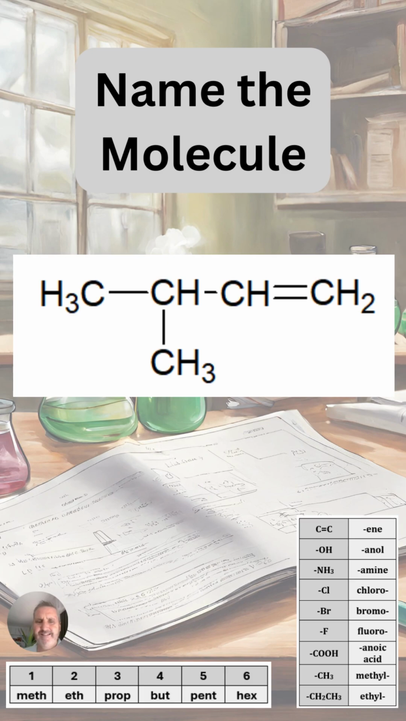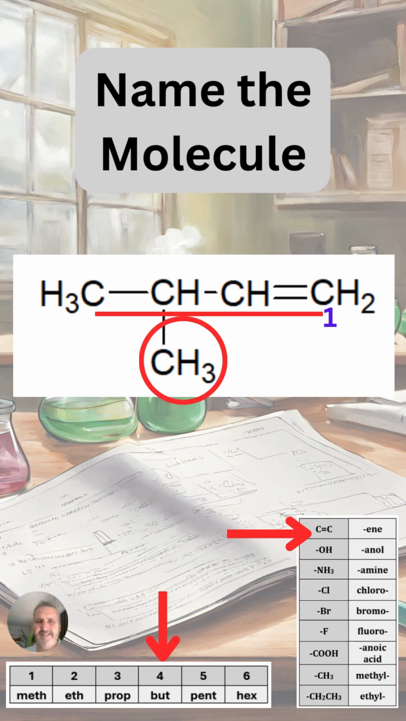Okay, so if we look at this molecule here, we can see a couple different things. There is a double bond in our longest chain we draw, which is 4 carbons long, so this is a butene. The double bond is coming off the first carbon, so it's but-1-ene. We can also see that there is a methyl group, and the methyl group, if we start numbering from the double bond, is going to be coming off the third carbon.